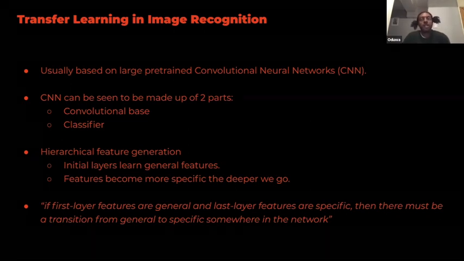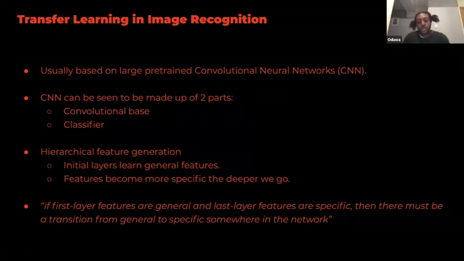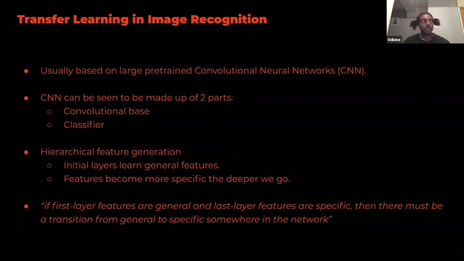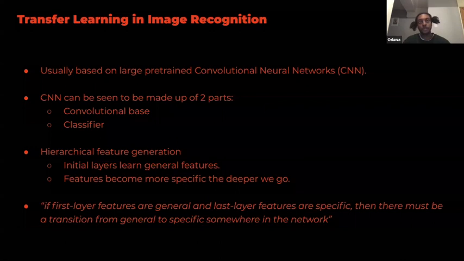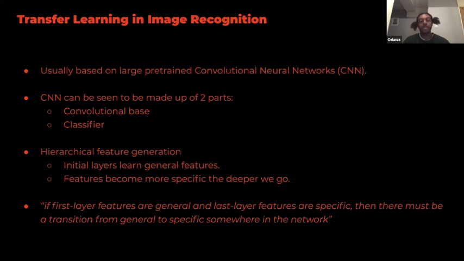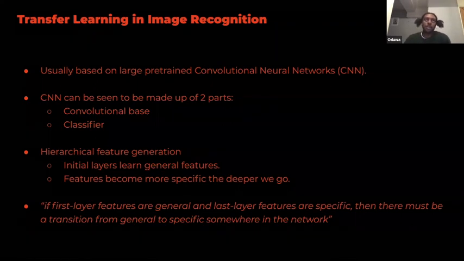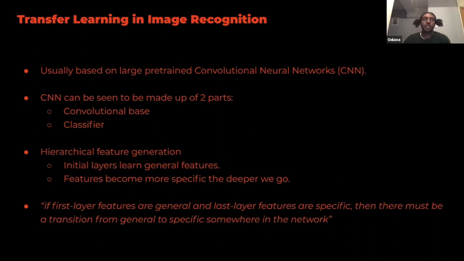CNNs are a special kind of neural network that are based on the human visual cortex, which is the human system of vision. While normal vanilla neural networks typically just have dense, fully connected layers, CNNs have convolutional layers, which perform convolving operations on the inputs. The outputs of the convolving operations are then pooled in pooling layers and then fed to a fully connected dense layer. So they're made up of two parts, the convolutional base and the classifier.